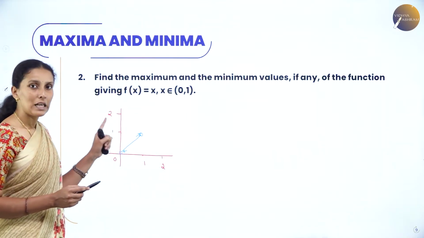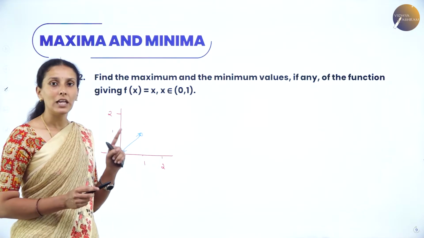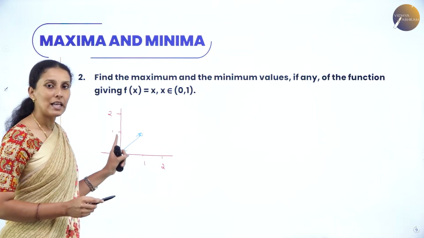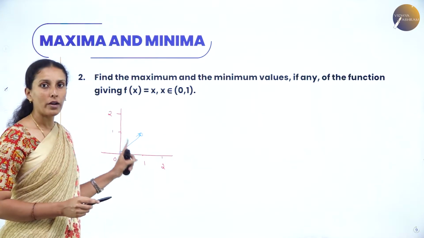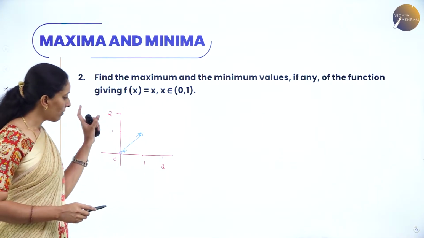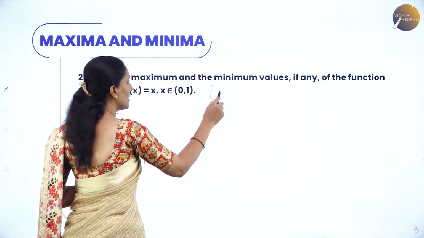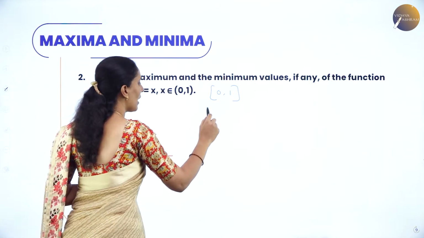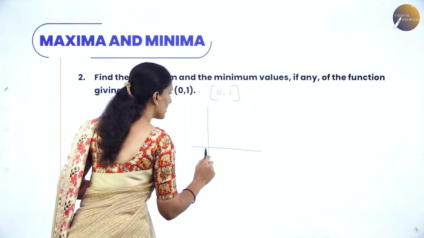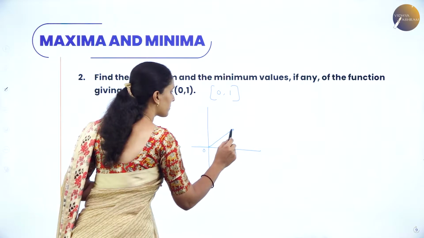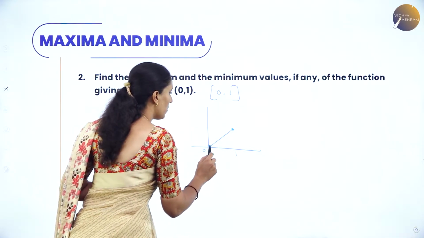Thus we say that this function does not have any maximum or minimum value, or we can say it has neither maximum nor minimum value. Suppose the same function is given with a closed interval, that is [0, 1]. How will my graph be? My graph will be like this. So if this is 0, this is 1. So this is my graph. So these are the points now.